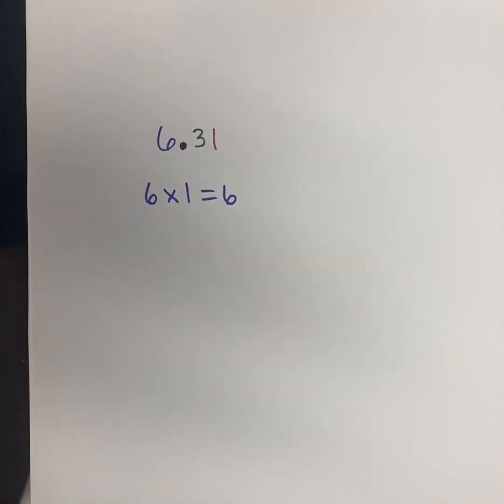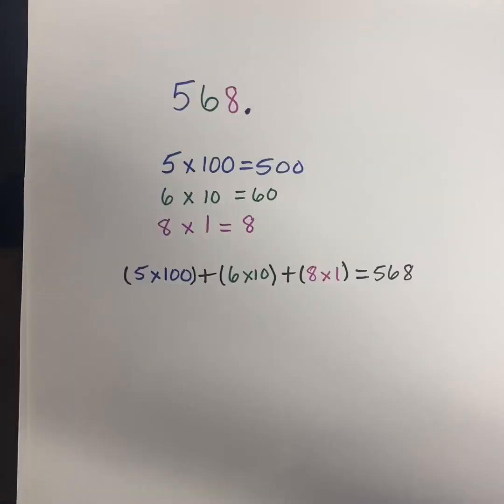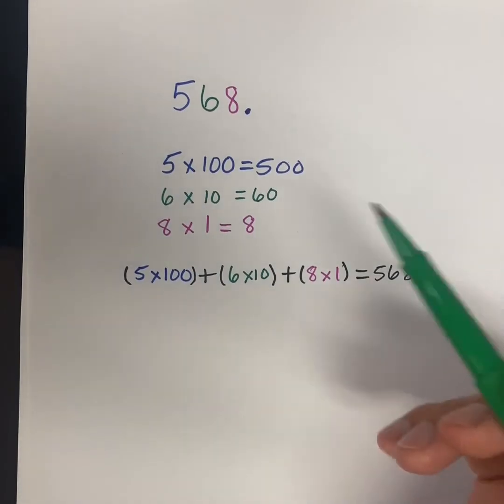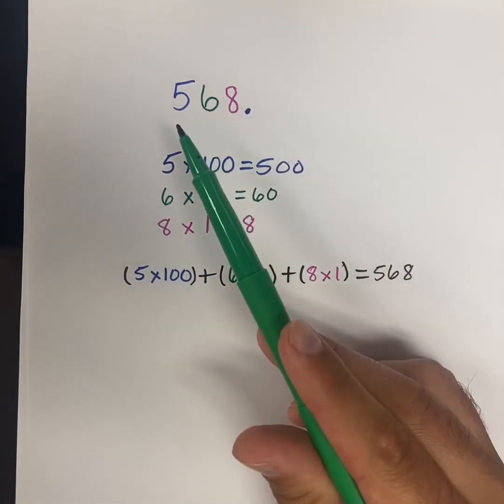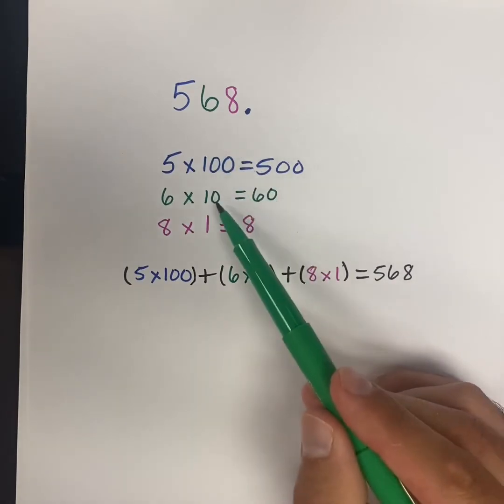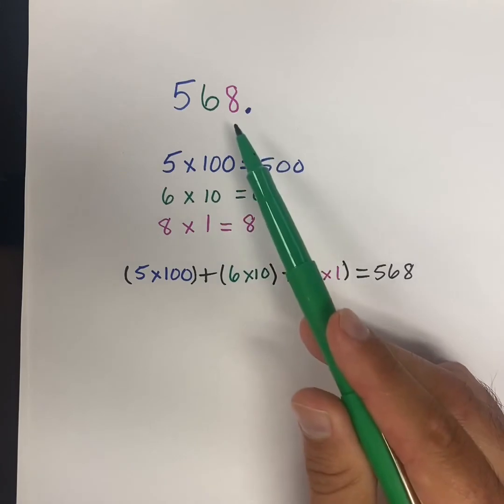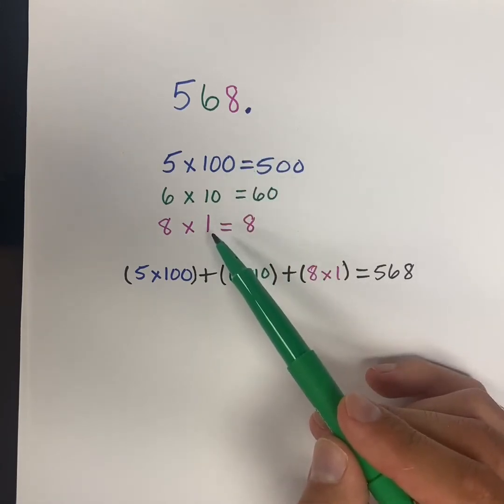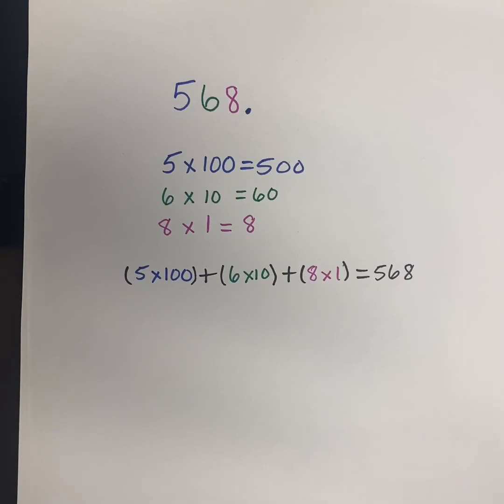Our next number is 3/10. Now, we have to think about what 3/10 actually means. This is smaller than 1, so we cannot multiply by 1. We have to actually multiply by a decimal. We're going back to the last problem really quickly because I want to make a good point here. When we look at the 5, it was in the hundreds place, right? And we multiply by 100. The 6 was in the tens place, so we multiplied by 10. The 8 was in the ones place, so we multiplied by 1. We're going to apply that same logic to decimals as well.